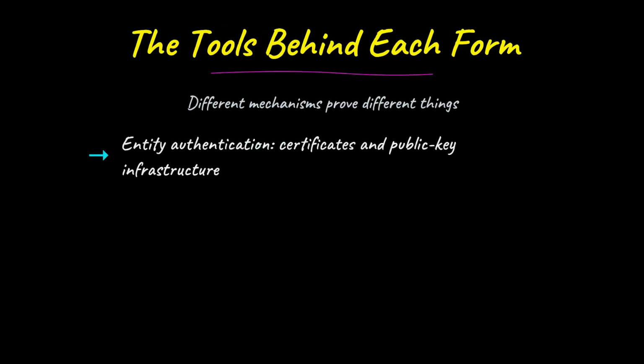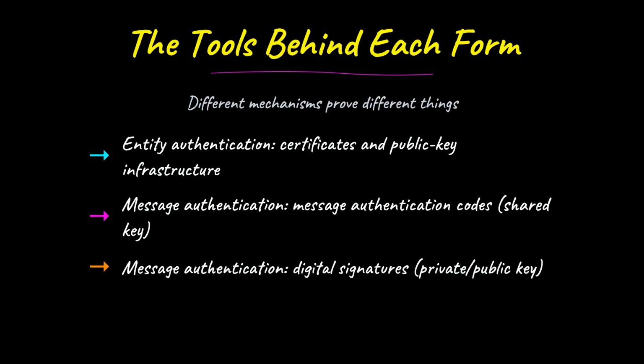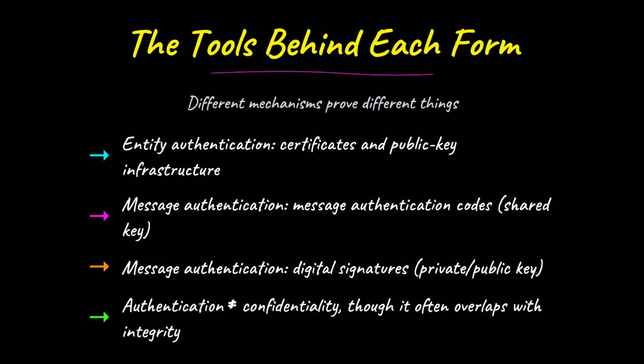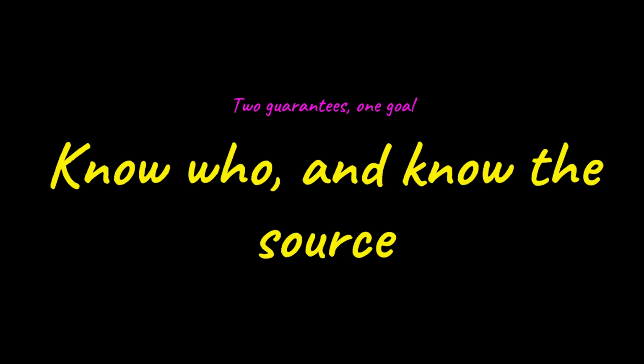Entity authentication relies on certificates and public key infrastructure. Message authentication relies on message authentication codes, which use a shared secret key, or digital signatures, which use a private key anyone can verify. Remember, authentication is distinct from confidentiality, though it often travels alongside integrity. Keep these separate. Entity authentication proves who a party is. Message authentication proves where a message came from, and neither one alone guarantees confidentiality.